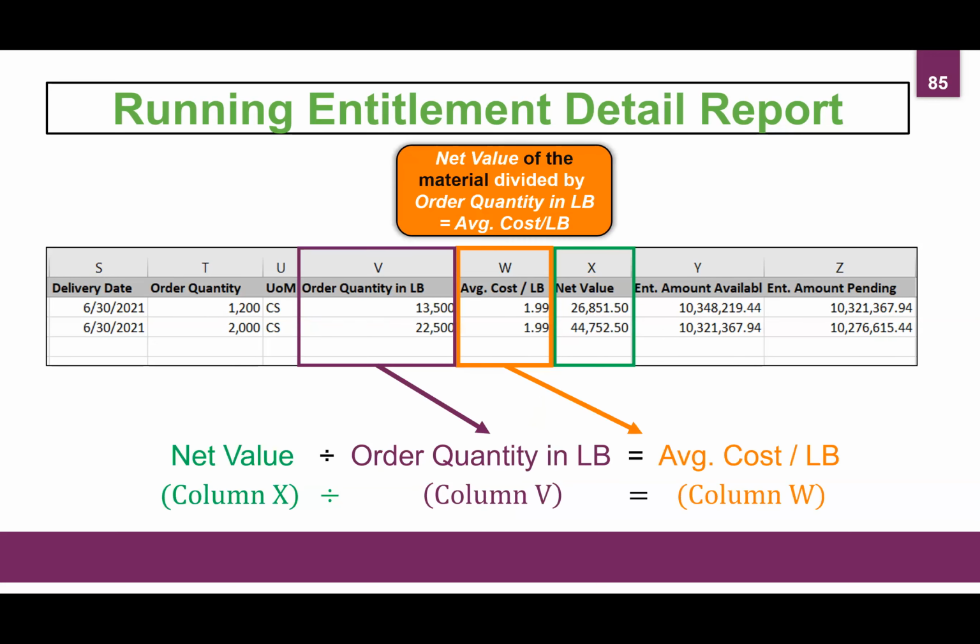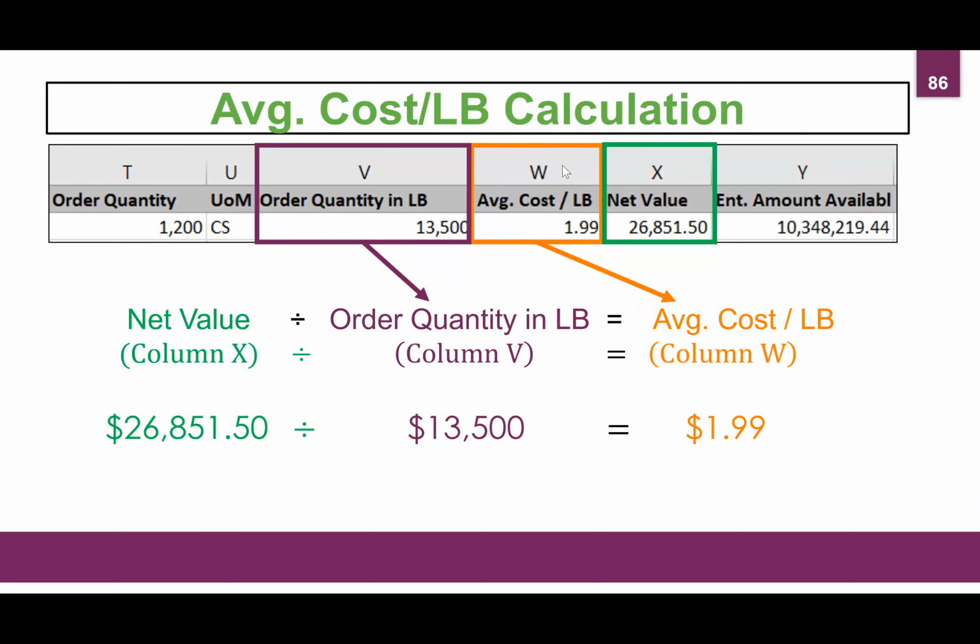Okay, so this is where we're going to do our math. So this is the formula here. They're going to take column X, which is the net value, and they're going to divide that by column V. And so in this example, they're going to be using the pounds there, and then that's going to give us column W, which is going to give us our average cost of $1.99. So that is the formula. And then on this next slide, I'm going to actually show you the math of how they did that. So they took column X, the $26,851.50, divided that by the 13,500, and that gave you an average cost of $1.99. So that is how they came up with that average cost.